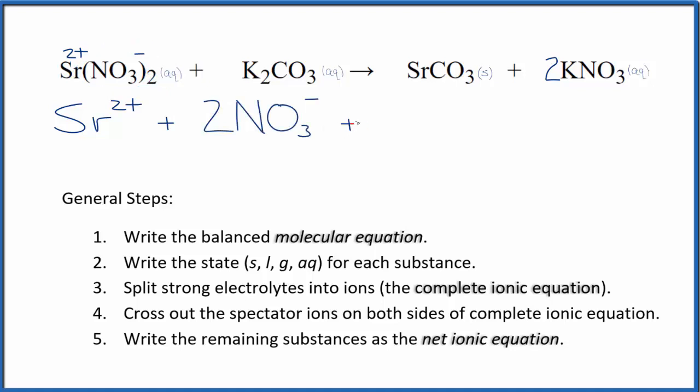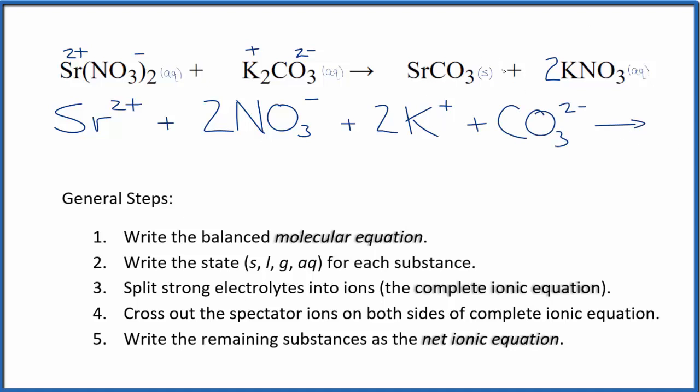Potassium, that is in group 1 on the periodic table. It'll be 1 plus, each one of these. And the whole carbonate ion, 2 minus. So we'll have 2 potassium ions, and then we'll have that carbonate ion there. So these are the reactants in our net ionic equation.